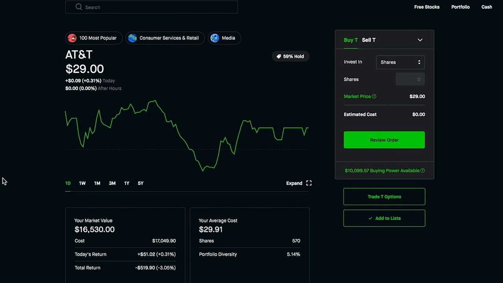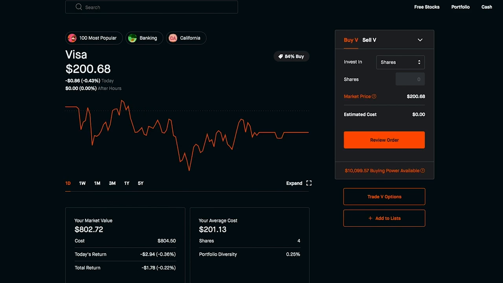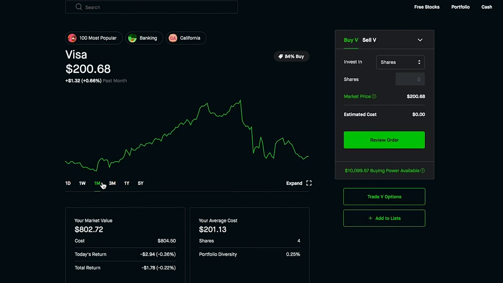So selling calls with AT&T is a really easy situation. Another position that I want to keep building over this next week, if it does continue to be down below my average cost, is definitely some more Visa. I own 4 shares of Visa now at $201.13, so I do feel like Visa is a little bit overpriced at where it is right now, to be honest with you guys.